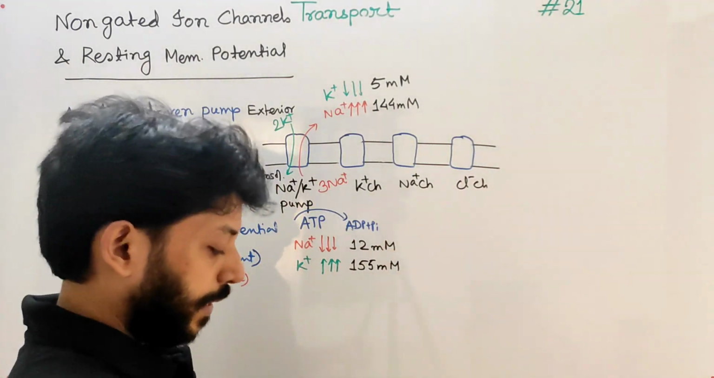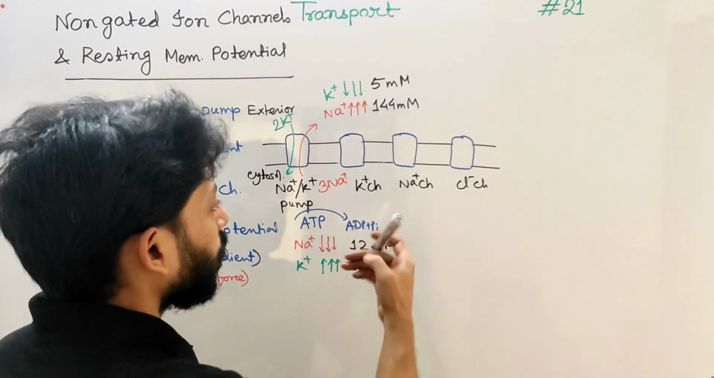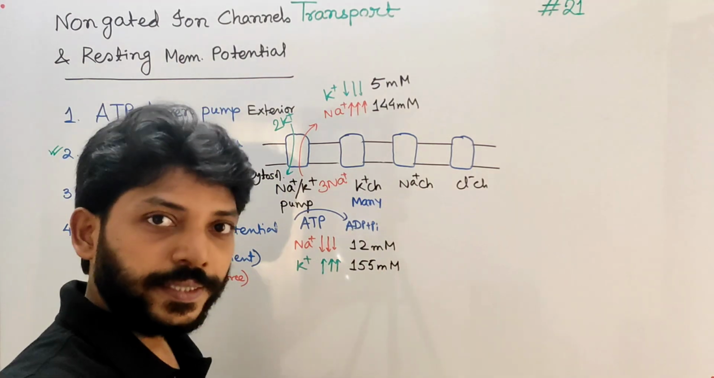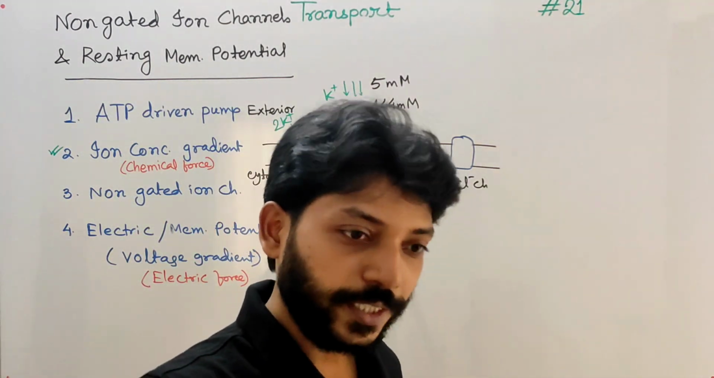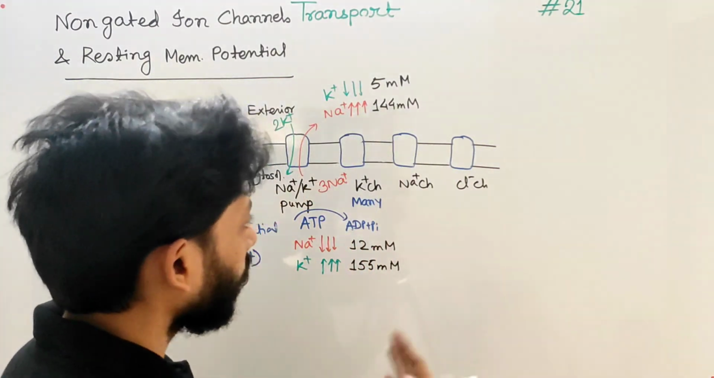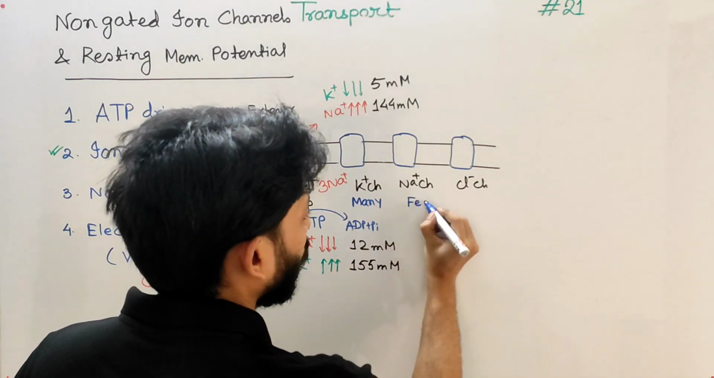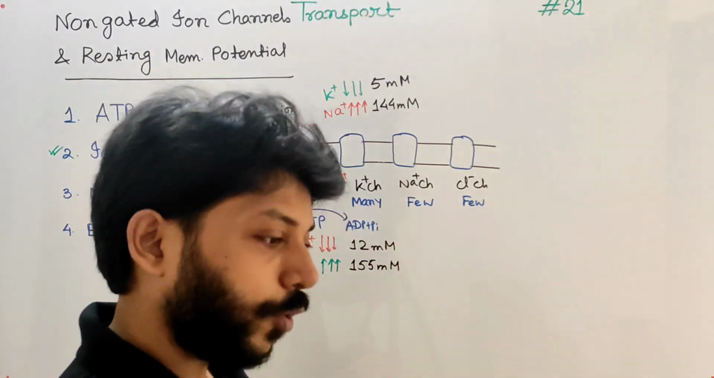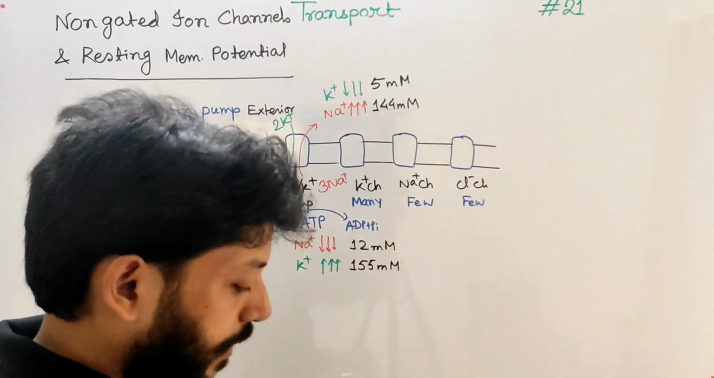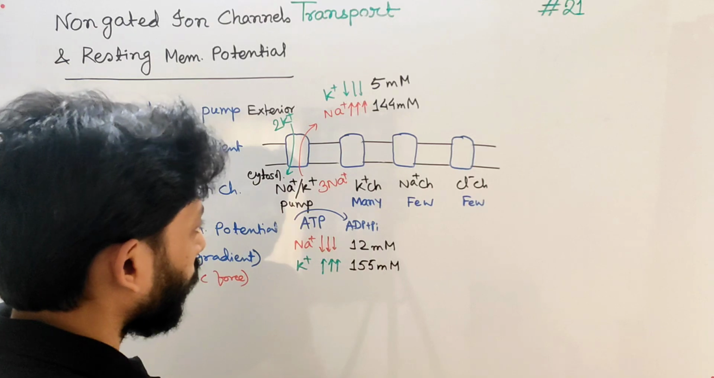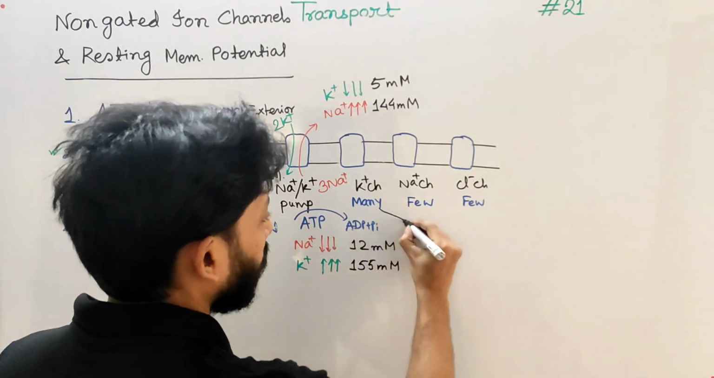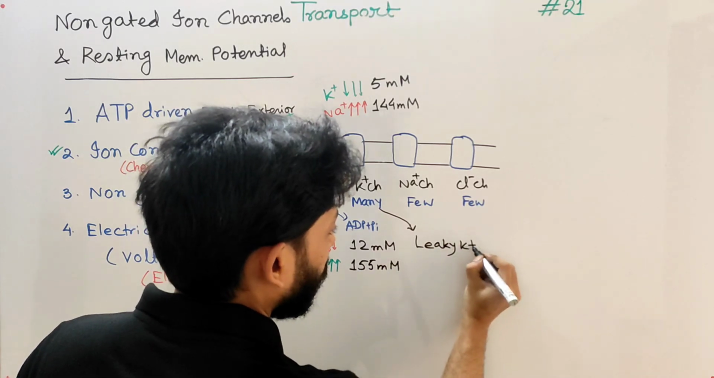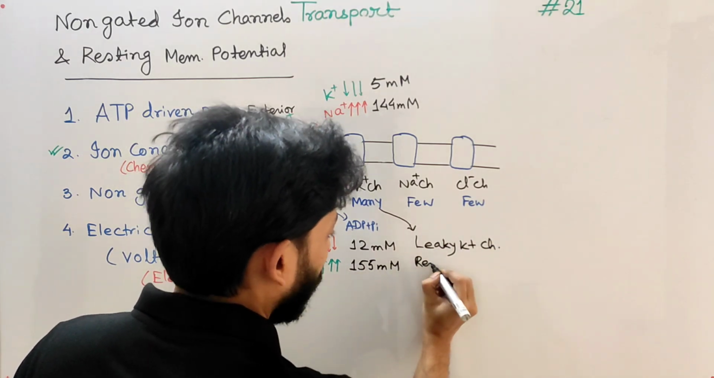Now, among them, scientists also observed that basically the potassium channels play the important role. So many potassium channels play a part in the generation of resting membrane potential, and very few sodium channels and chloride channels take part. Now these channels, I'm talking about these potassium channels, are called leaky potassium channels, or resting potassium channels.